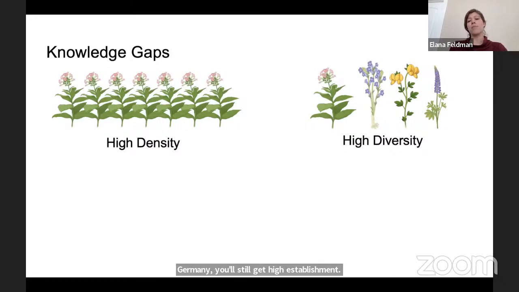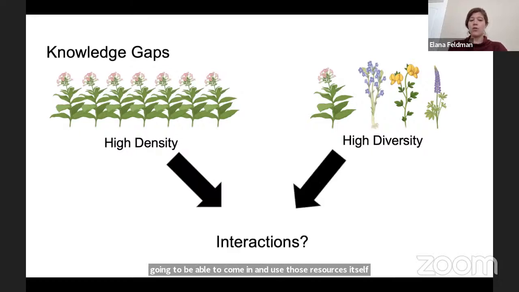We also know that both density and diversity are important for filling niche space. So if we're already using all of the resources available in an area, then an invasive plant is not going to be able to come in and use those resources itself. What we don't know is if there are any interactions between these two characteristics that we can utilize when we're trying to create more invasion-resistant habitats.